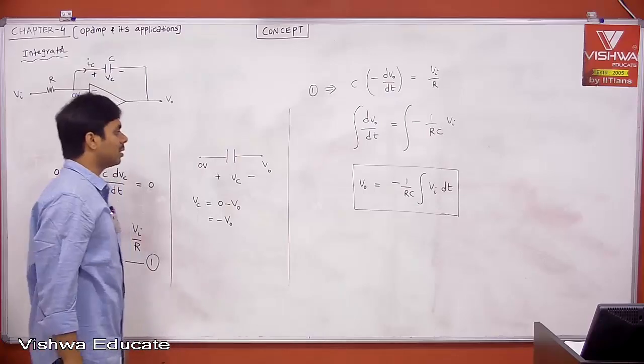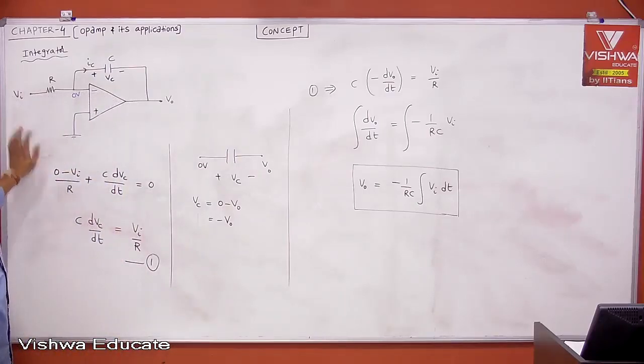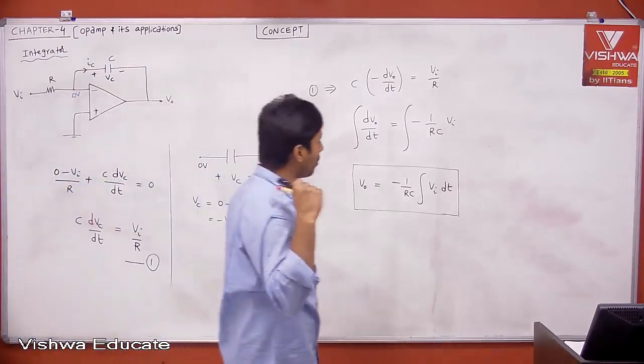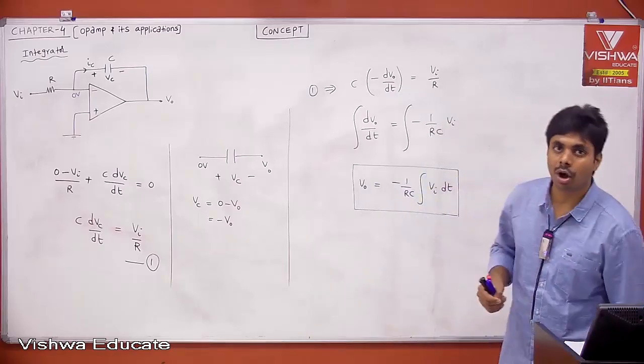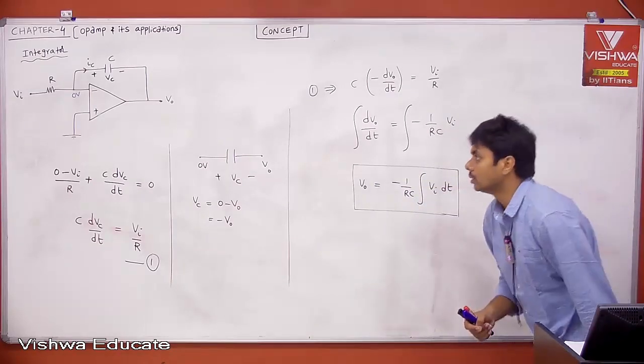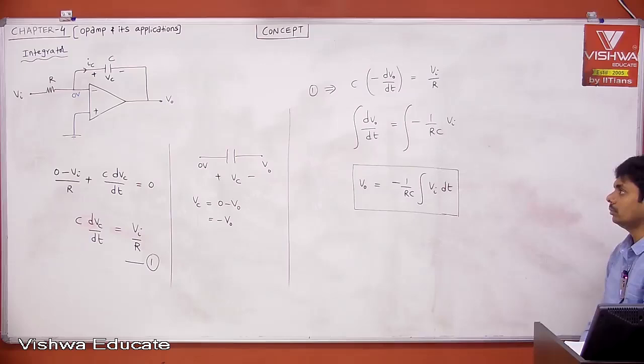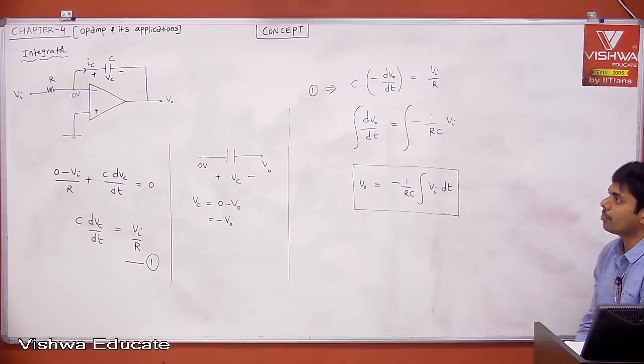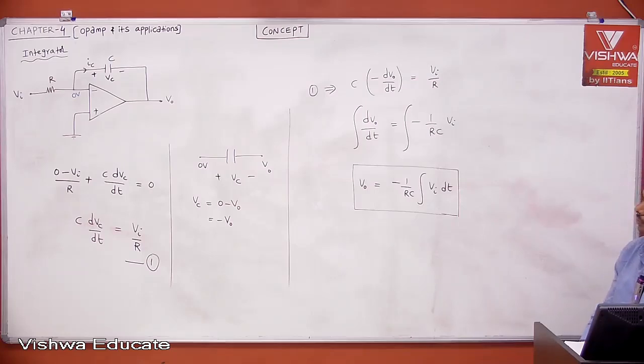That is fine. This is what our active integrator is, assuming the op-amp is ideal. Only if the op-amp is ideal, meaning the gain is very high, is the virtual current concept valid, even though it is in negative feedback. I told you that if the op-amp is in negative feedback, we can use the virtual current concept. Not only that, your gain of the op-amp should be very high. Then only can you use the virtual current concept.